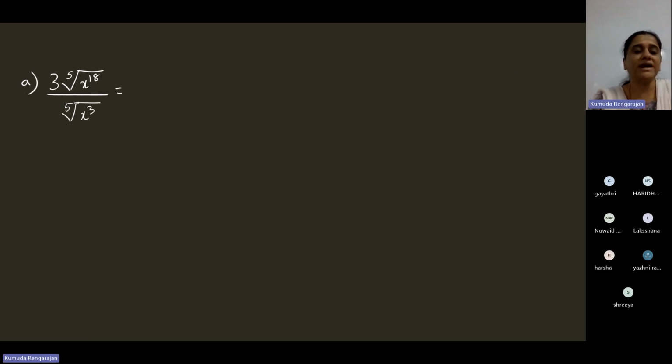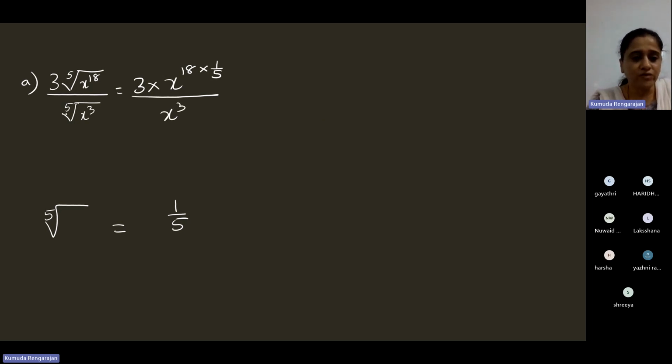First, we'll convert the radical forms to exponential form. So it is 3 into x to the power 18 here. This fifth root symbol is the radical form. This converts to the power 1 by 5. So remove this fifth root symbol and in the power multiply by 1 by 5, divided by x cubed. Write this as it is. And this fifth root is written as to the power 1 by 5.